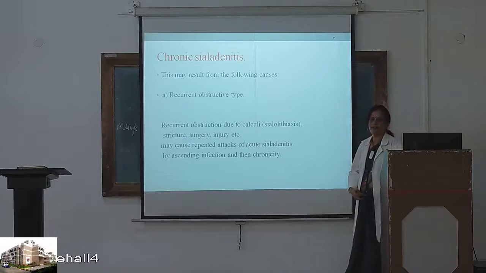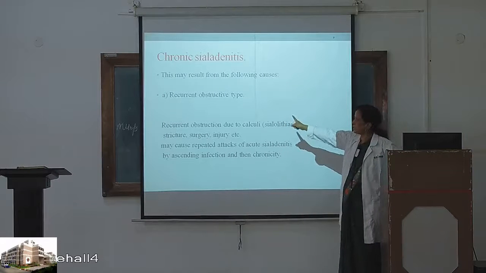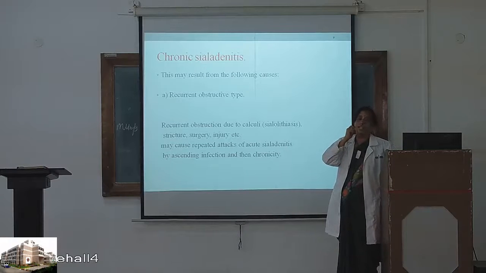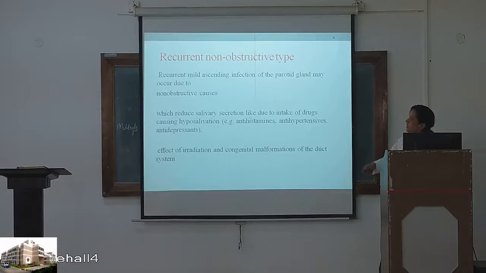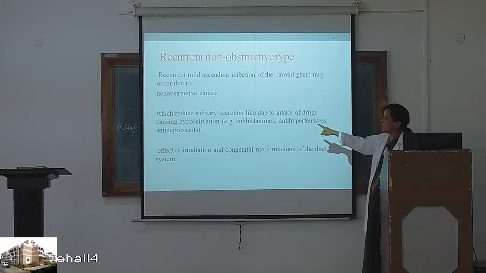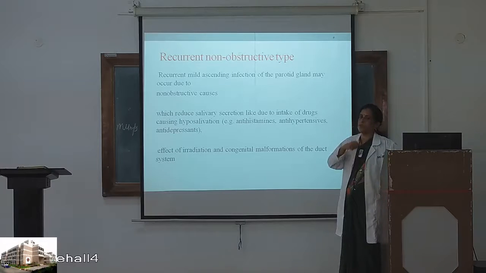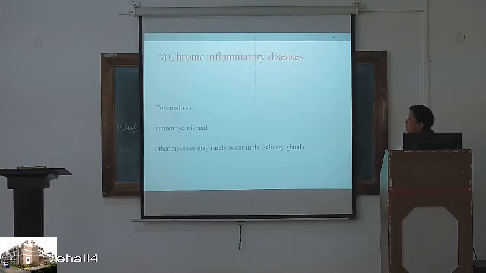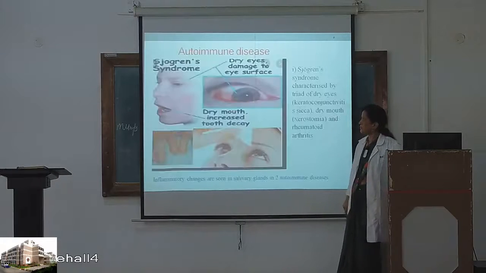Then chronic sialadenitis. This results from recurrent or obstructive causes. One type is recurrent obstructive type. Why? Because of calculi. When there is a calculus or calculi in the salivary duct, that causes obstruction and infection. Then recurrent non-obstructive type. This is due to non-obstructive causes like hyposalivation. I think you've experienced when you take antihistaminics, your mouth becomes dry. Then chronic inflammatory diseases, tuberculosis, actinomycosis.